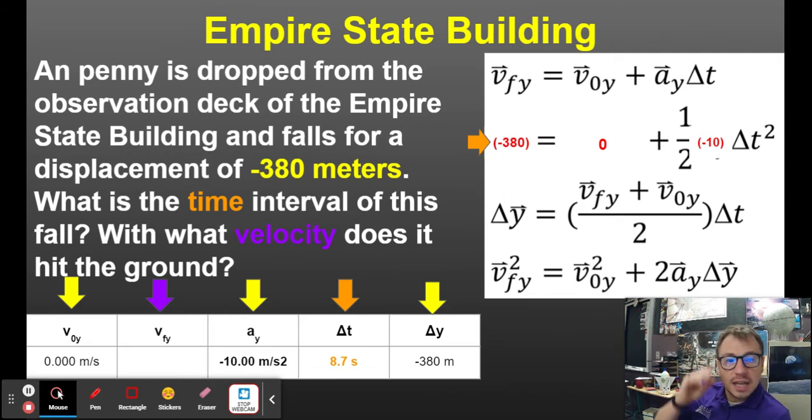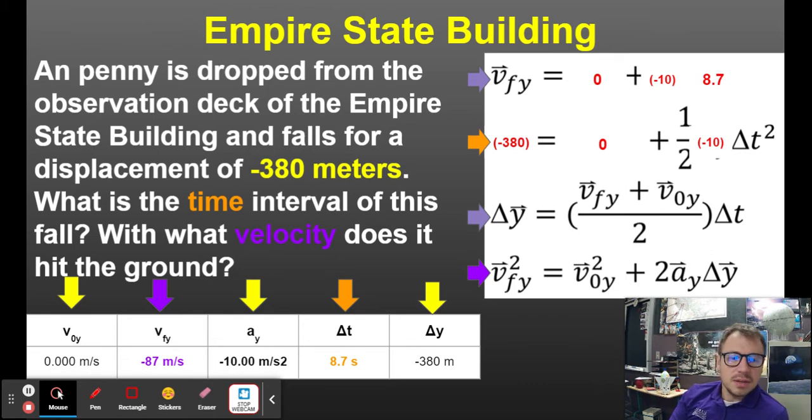Now we can calculate the velocity that it hits the ground at. I can look at all of these, and I could use that fourth one just in case I calculated the time wrong, but I'm going to use the first one just because it's easier. So it's going to hit the ground with negative 87 meters per second.